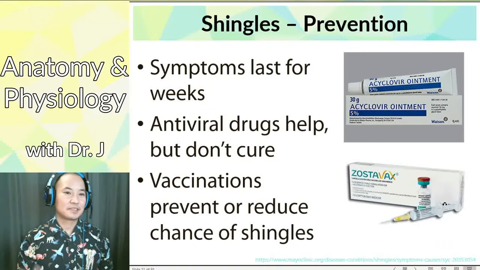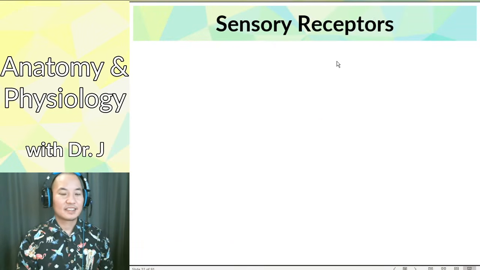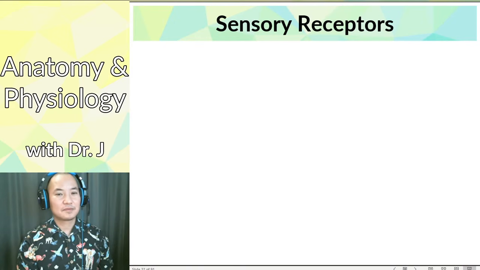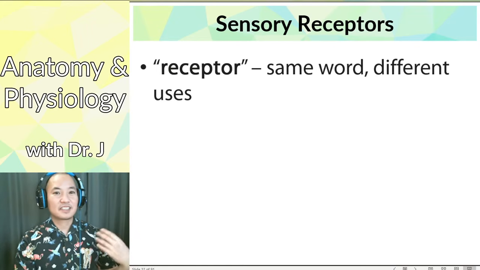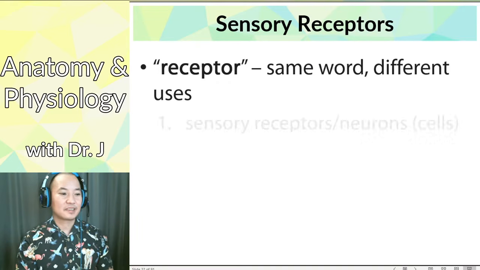Okay, so enough about dermatomes and shingles, and now let's talk about receptors. This is where this class gets a little tricky, especially in the textbook, the Martini version. They use the term receptors pretty interchangeably between two different uses of this word. Receptors detect something in general. Both types of receptors detect something.